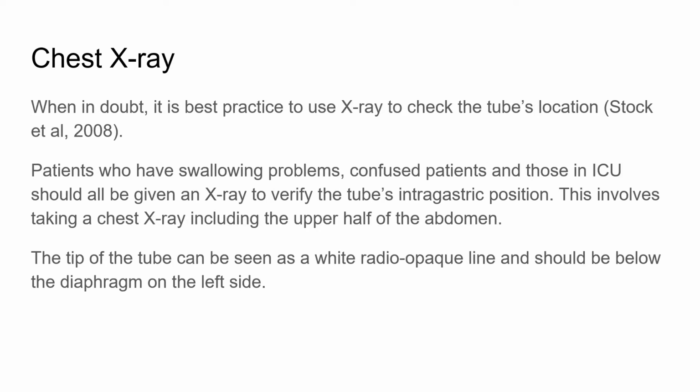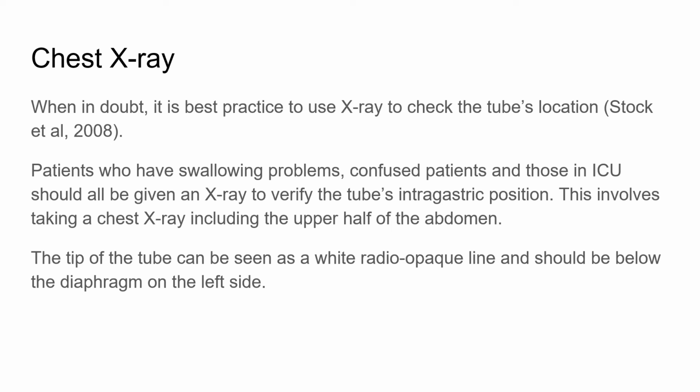The next method is chest X-ray. When in doubt, it is best practice to use X-ray to check the tube's location. So this is the best practice, taking a plain X-ray to identify the location. Patients who have swallowing problems, confused patients, and those in ICU should all be given an X-ray to verify the tube is in the intragastric position. If the patient is conscious and not in ICU, then it may be excluded, but most of the time it is advised to do this particular method.